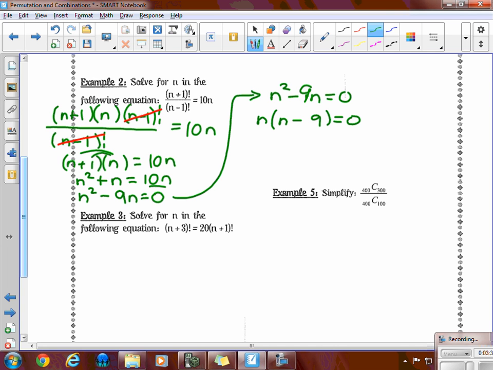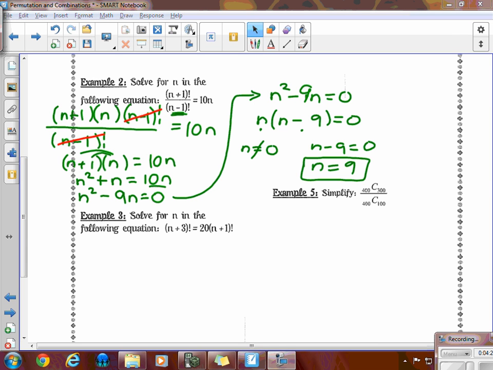Now this comes back to our grade 10 skills where we set both factors equal to 0. So first off, n might equal 0, and this one, n minus 9 equals 0, which I solve, n equals 9. Now on first glance, it would look like this actually has two solutions. However, n is not allowed to equal 0 in this case, because if I look back in the original equation, I'd be saying 0 minus 1 factorial, which would give me a negative 1 factorial. And we talked earlier that we can't have factorials of negative numbers. So this right here is not a solution. n equals 9 is the only solution in this example.